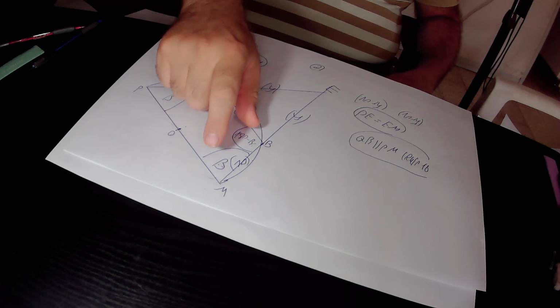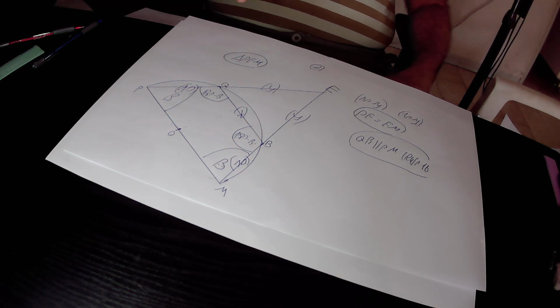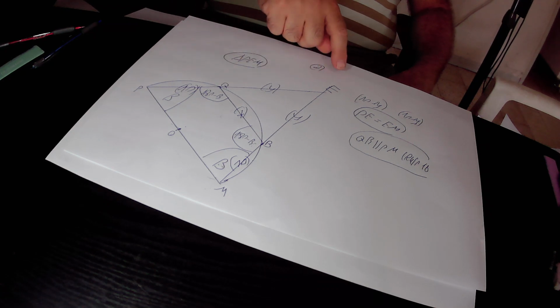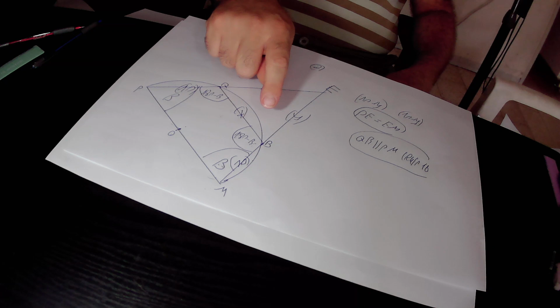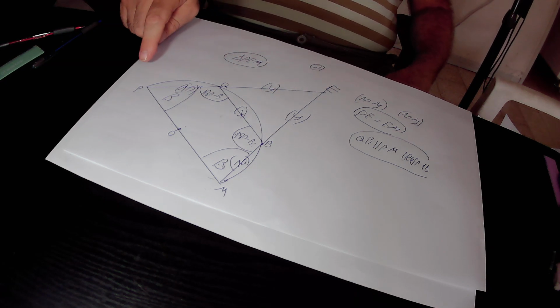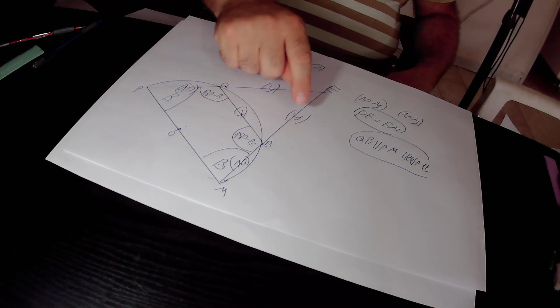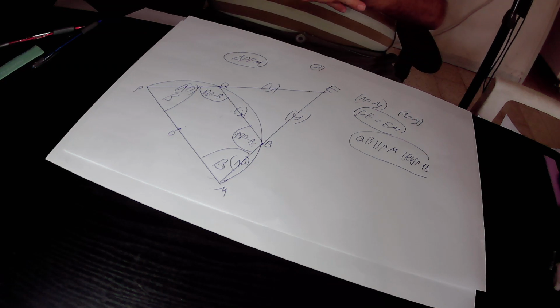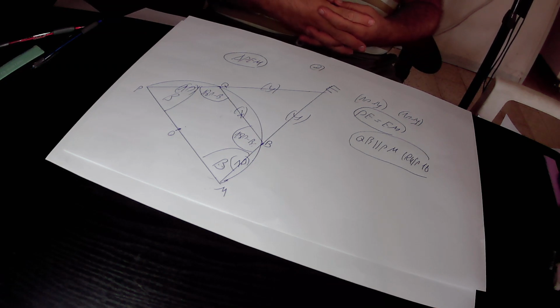PQ equals MB equals 10. So QE must be equal to BE. QE must also be equal to BE because of the fact that PQ equals MB, when you extend two equal sides by a straight line.